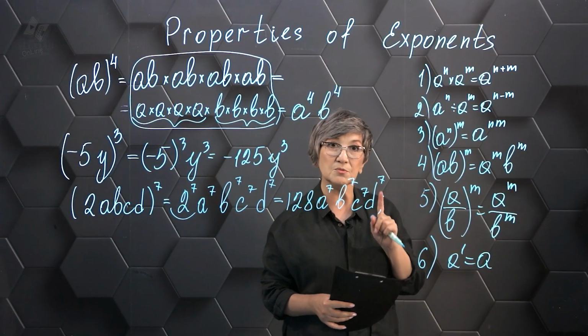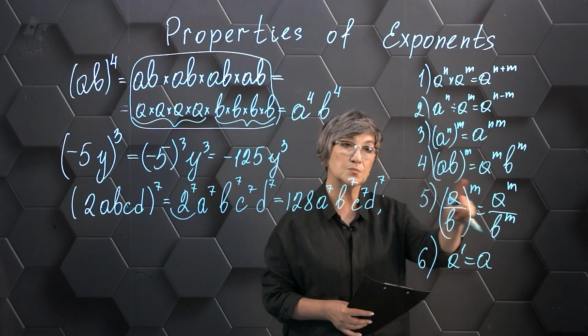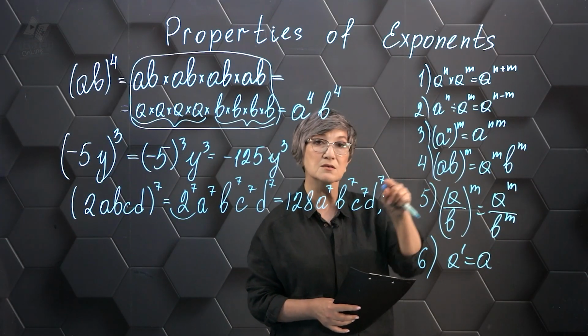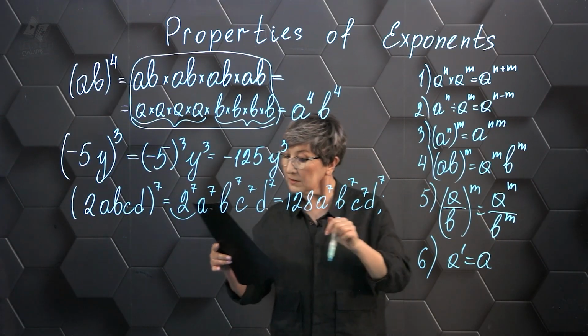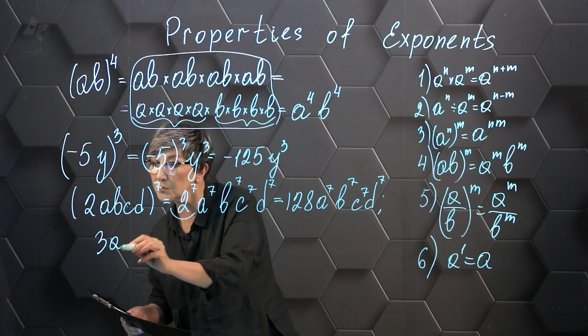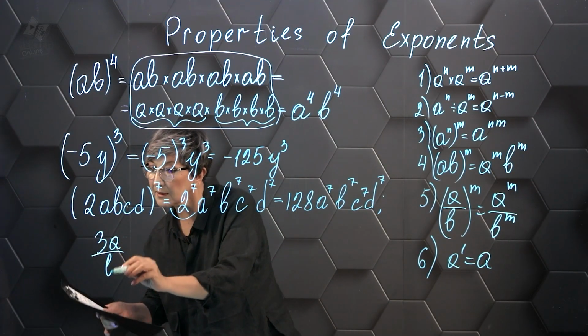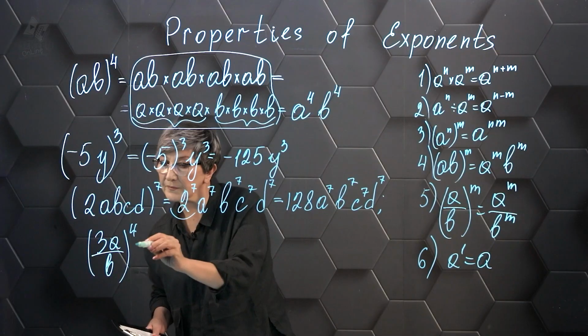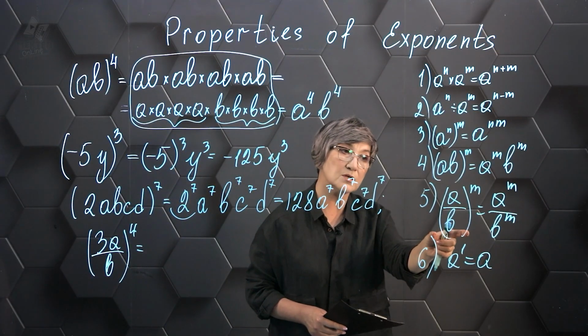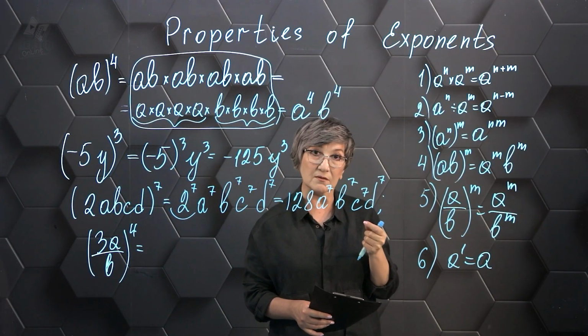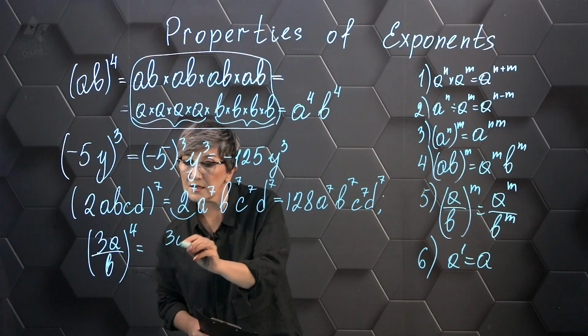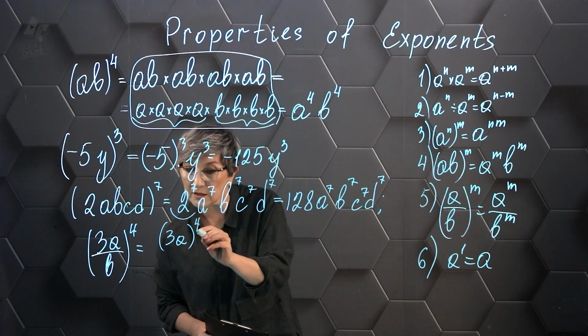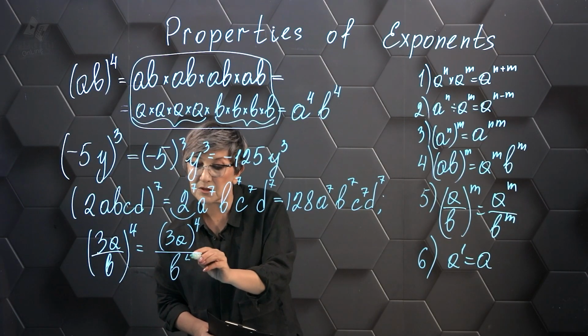Let's solve another example with you in which we'll use property 5 and property 4. In this case, I'm going to write down an example. (3a divided by b) to the power of 4. We can use our property of quotient, and then we have to write the numerator to the power of 4 and the denominator to the power of 4.